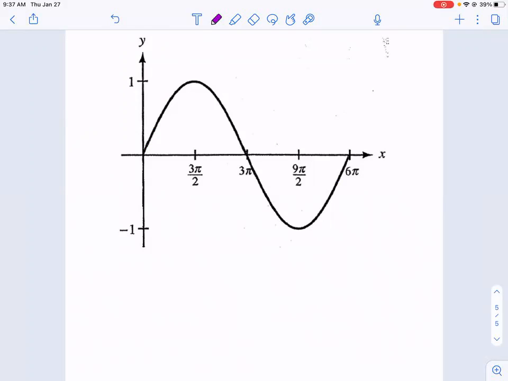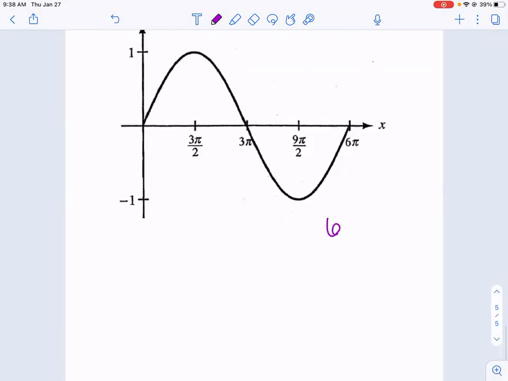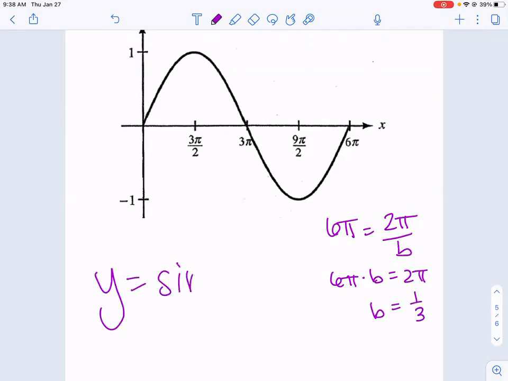Okay, love it. Our B value. Eric, what do you have for your B value? Is it 1/3? He asks. I'm seeing some yeses. So let's talk about that. The period is 6 pi, and that needs to equal 2 pi divided by b. So when we cross multiply, b is 2 pi divided by 6 pi, which is yes, 1/3. So we have y equals 1 sine of 1/3 x.